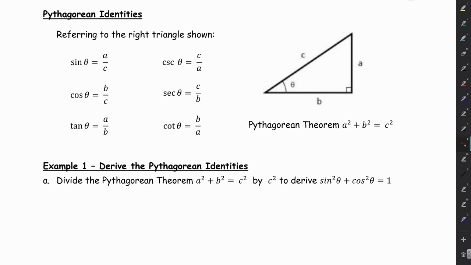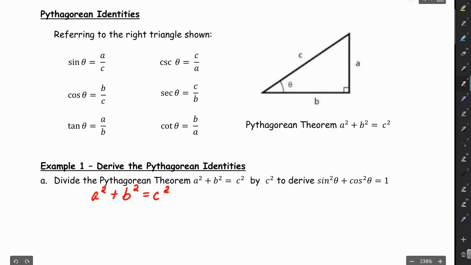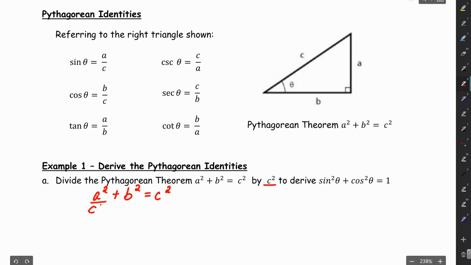So what we're going to do is write the Pythagorean theorem, and then we're going to divide everything by c squared. All right, so that gives us a over c squared plus b over c squared equals 1. Well, if we go back to our sine of theta, that's a over c. And for b over c, we have the cosine of theta.